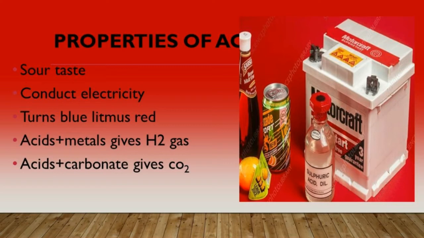Acid reacts with metallic oxide to give salt and water. For example, CaO plus H2SO4 gives CaSO4 plus H2O. When acid reacts with bases, it gives salt and water. It gives both salt and water. For example, HCl plus NaOH gives NaCl plus H2O.